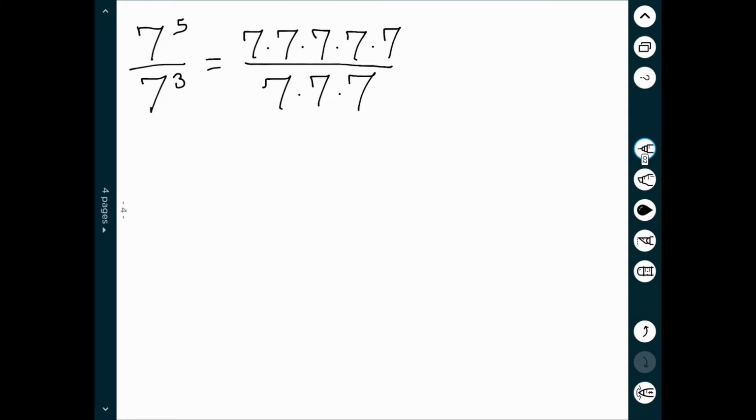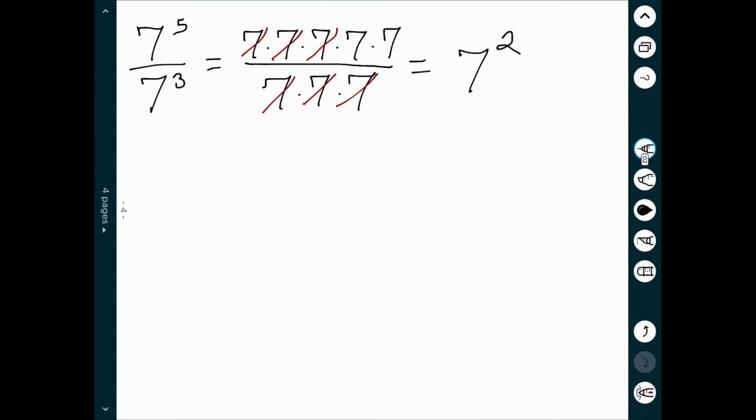And now we know that things in a fraction can cancel. I have a 7 that'll cancel, another 7 that'll cancel, and then a third 7 that'll cancel on both the top and the bottom. Therefore, all I'm left with is 2 on the top, so 7 squared.